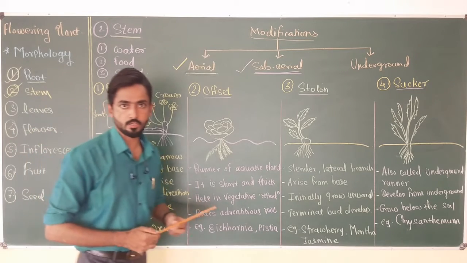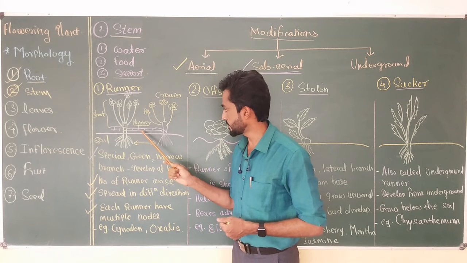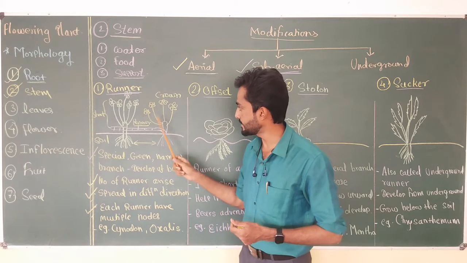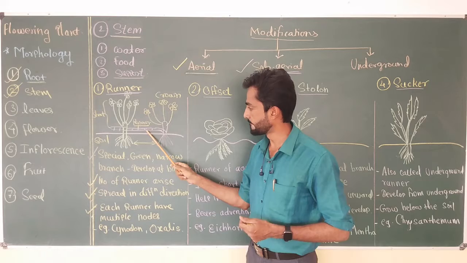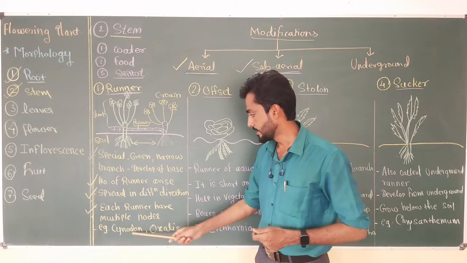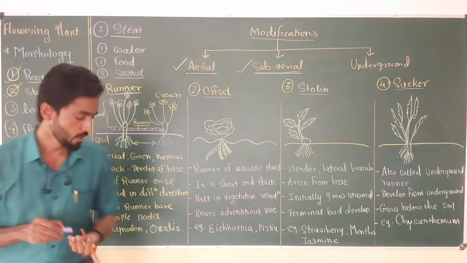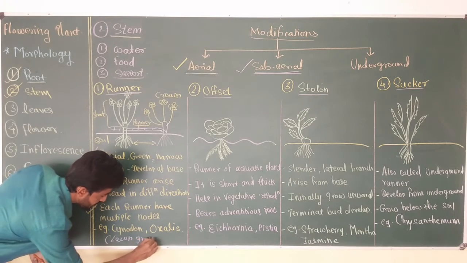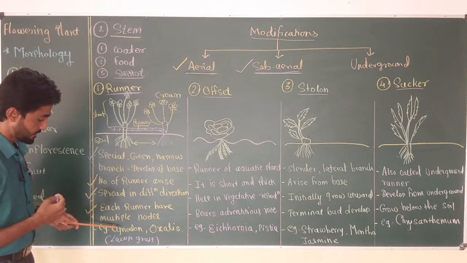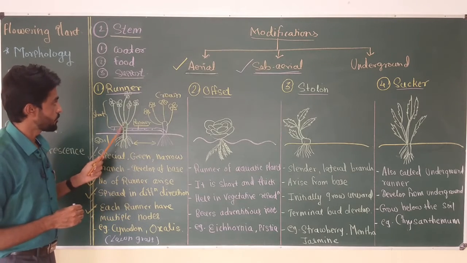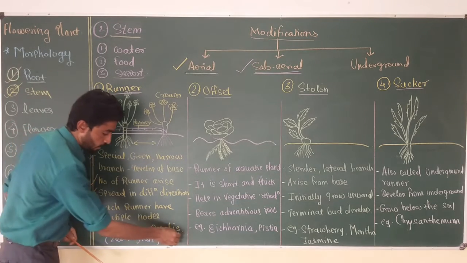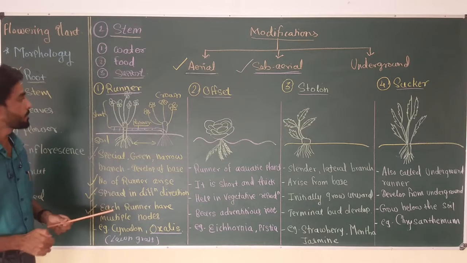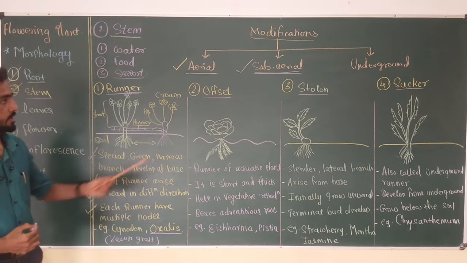This is the very important character of the runner: when it develops from the stem, it bears multiple nodes and internodes. The well-known example of this type of stem modification in a terrestrial plant is Cynodon. Cynodon is nothing but the lawn grass. The lawn grass we generally see is Cynodon, and that is the runner type of stem modification. Another example is Oxalis. So these two are the important examples of the runner type of modification of the angiospermic stem, which comes under the subaerial class.